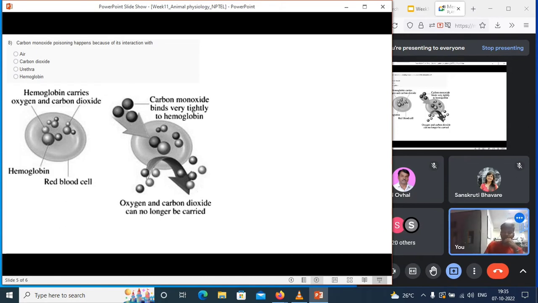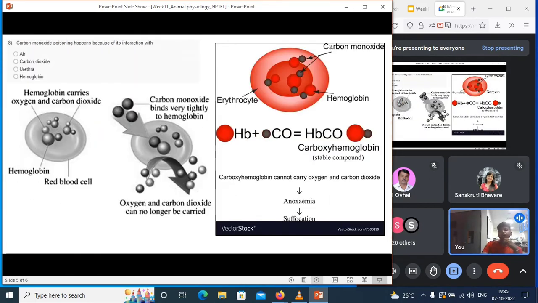Rather, it is a third molecule, a foreign molecule, that is basically carbon monoxide, that is getting bound. And that is the point, it results in carboxyhemoglobin, which carries neither oxygen nor carbon dioxide, and that will result in anoxemia. Anoxemia means lack of oxygen, and it will lead to suffocation, because there is no oxygen.